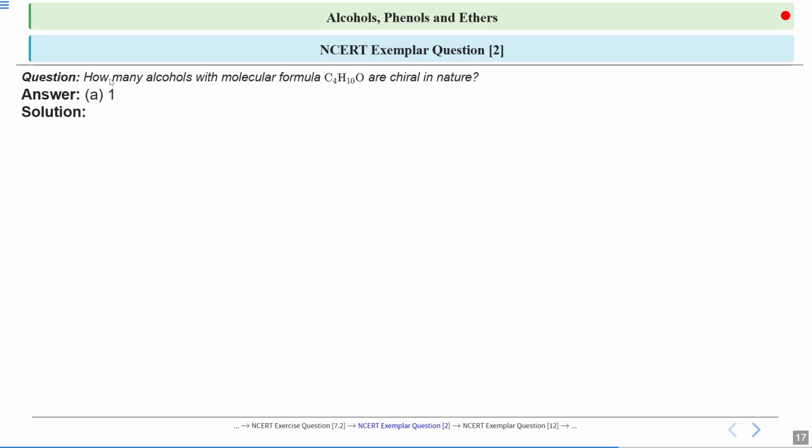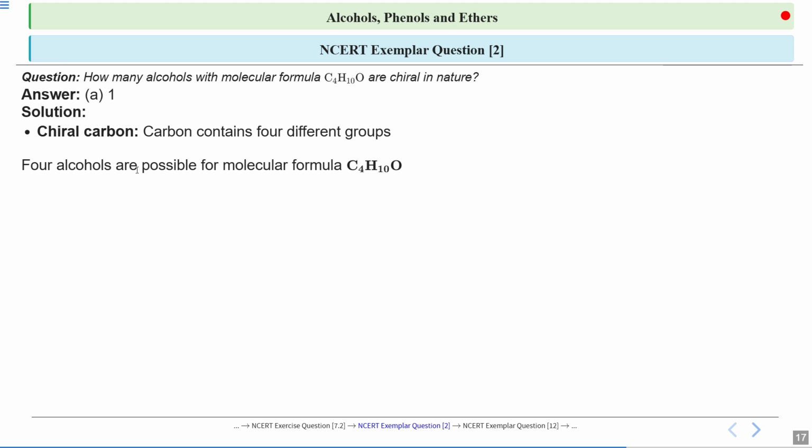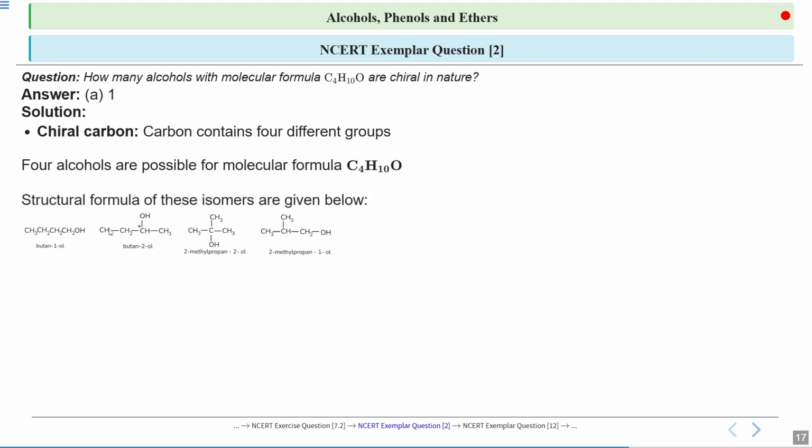For this question, the correct answer is option A, that is 1. That means only one alcohol with the given molecular formula is chiral in nature. So what is a chiral carbon? A carbon which has 4 different groups attached to it is considered a chiral carbon. For the molecular formula C4H10O, 4 different alcohols are possible which are structurally different. The structural formulas of these isomers are given below.